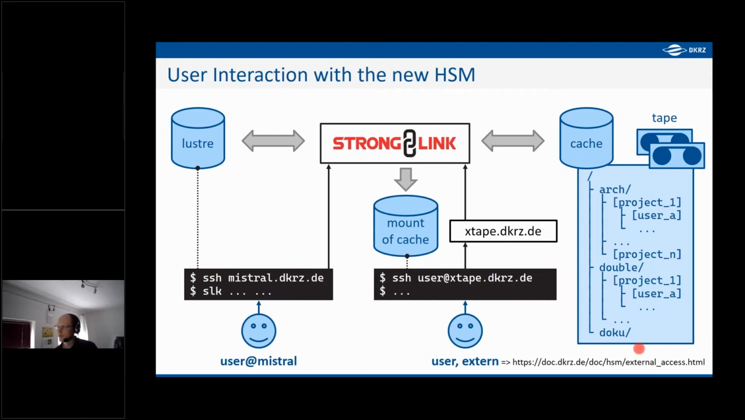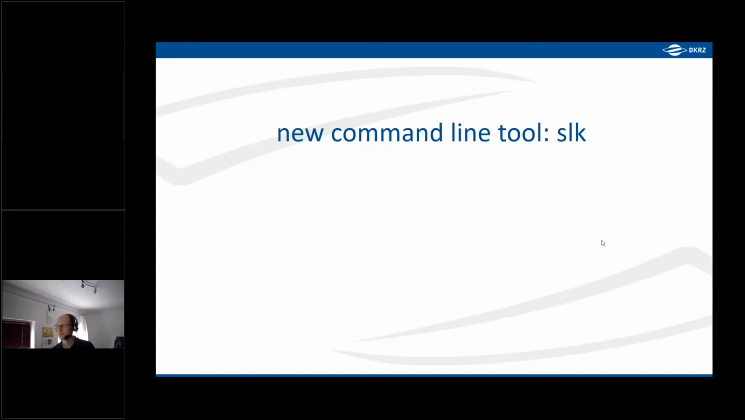The folder structure in StrongLink is very similar to the current structure in HPSS. You have folders arch, double, doku, but we will remove the leading HPSS. So there will not be this root folder HPSS and then the subfolders, but directly archive, double, doku will be root folders, and then follow project folders, user folders, as you know it. If you want to restore all data on the new system and you have a file path, you just need to drop the leading HPSS and the remaining path stays the same.